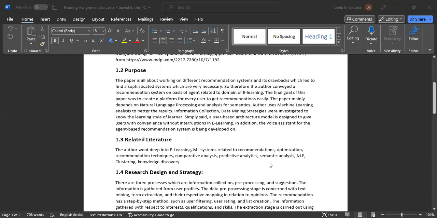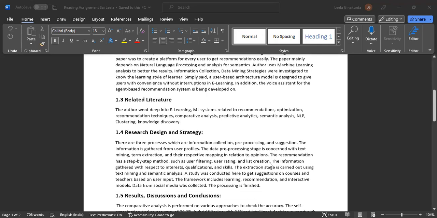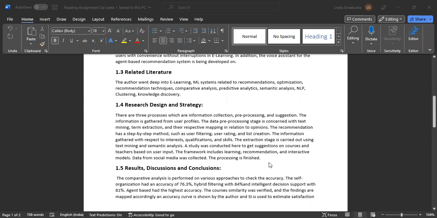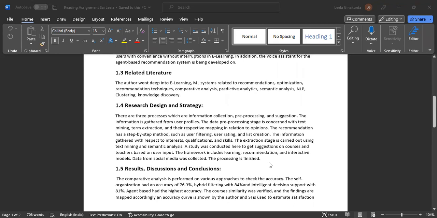Coming to the related literature, the author went deep into e-learning, machine learning systems related to recommendations, optimizations, recommendation techniques, comparative analysis, predictive analysis, semantics analysis, NLP, clustering, and knowledge discovery. Coming to the research design and strategy, there are three processes which are information collection, pre-processing, and suggestion.